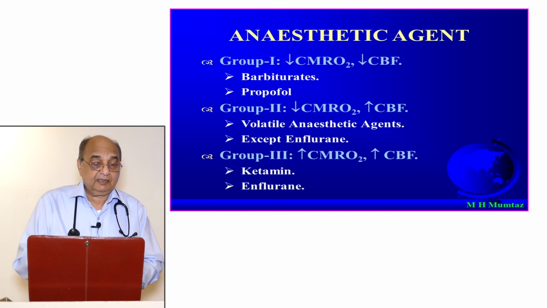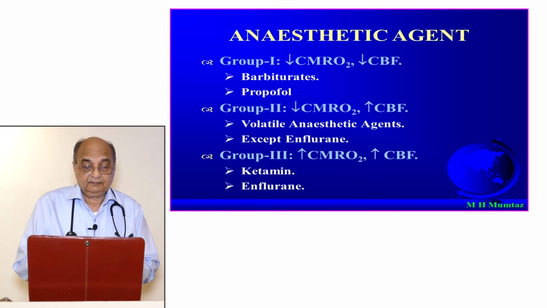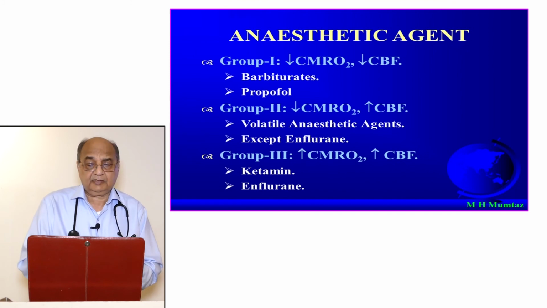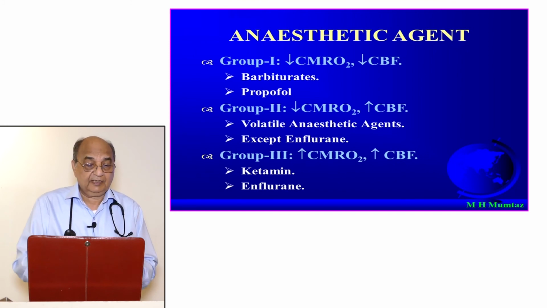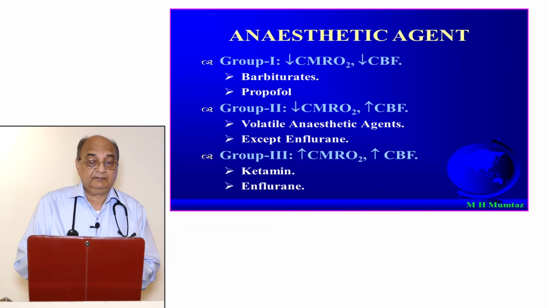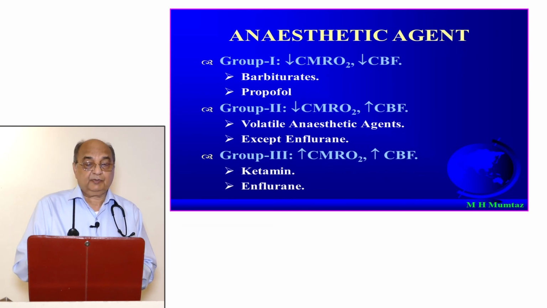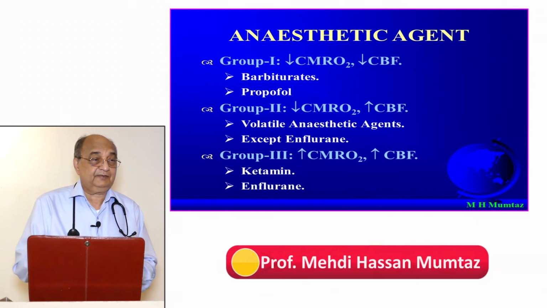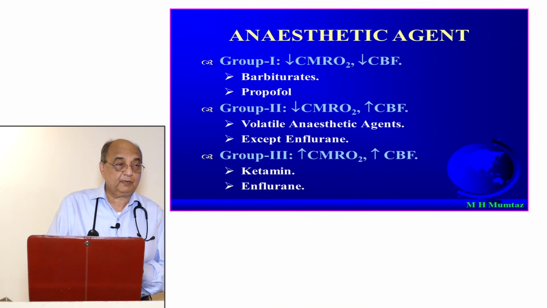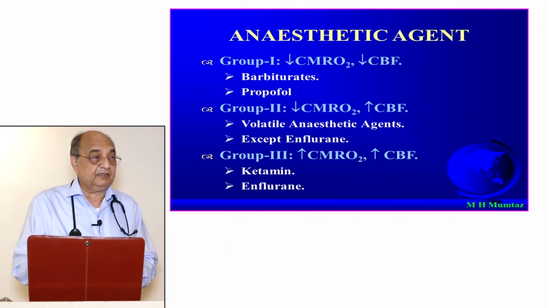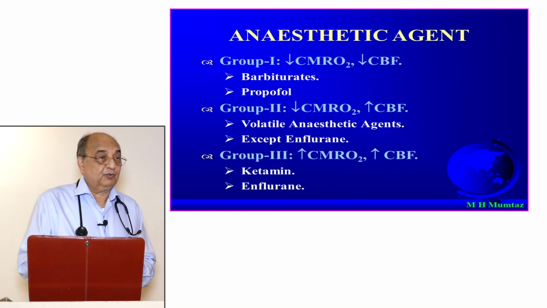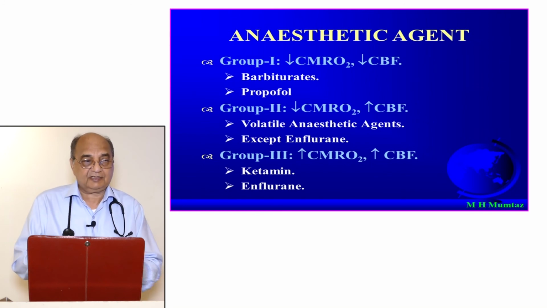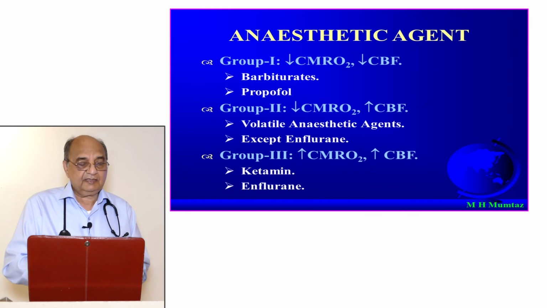Now, anesthetic agents, I divided into three groups. We went through this last time also. Group one is the intravenous anesthetic agents. They lower the CMRO2, they lower the cerebral blood flow, so they lower the intracranial pressure. They are beautiful drugs. We use propofol intravenously, we use barbiturates intravenously to lower the ICP. How do they lower the ICP? By decreasing the CMRO2 and decreasing the cerebral blood flow, they decrease the ICP.